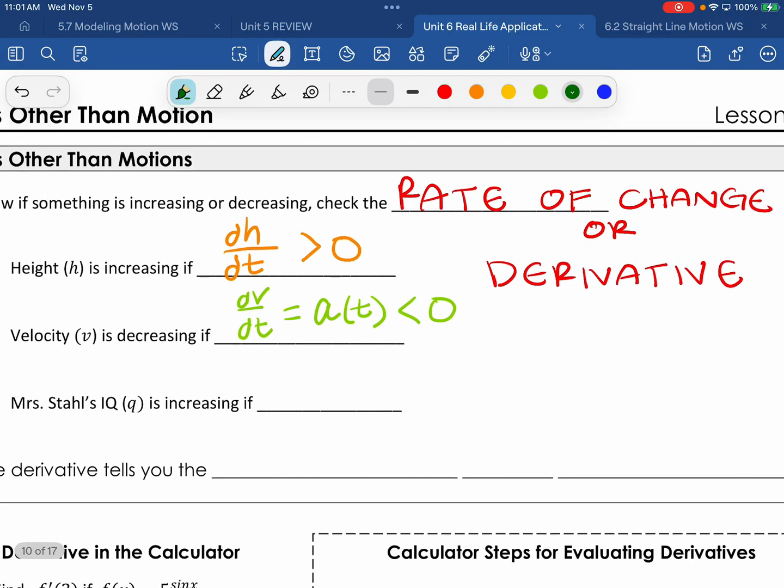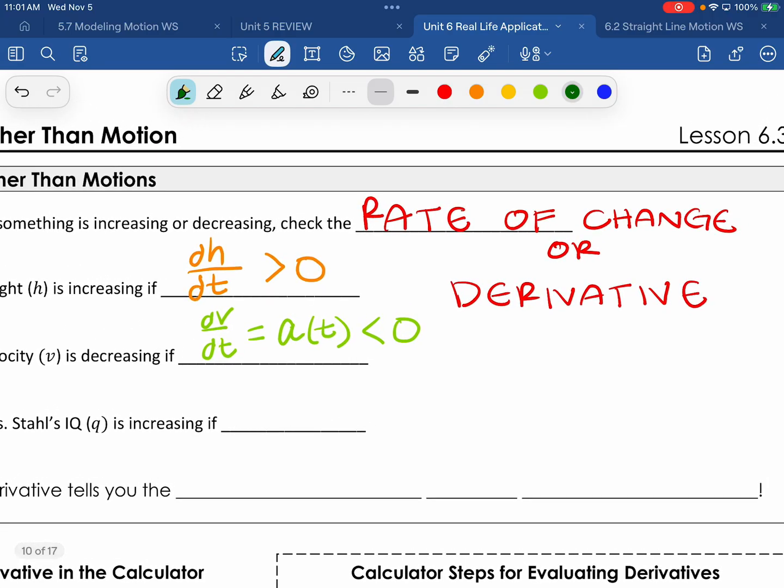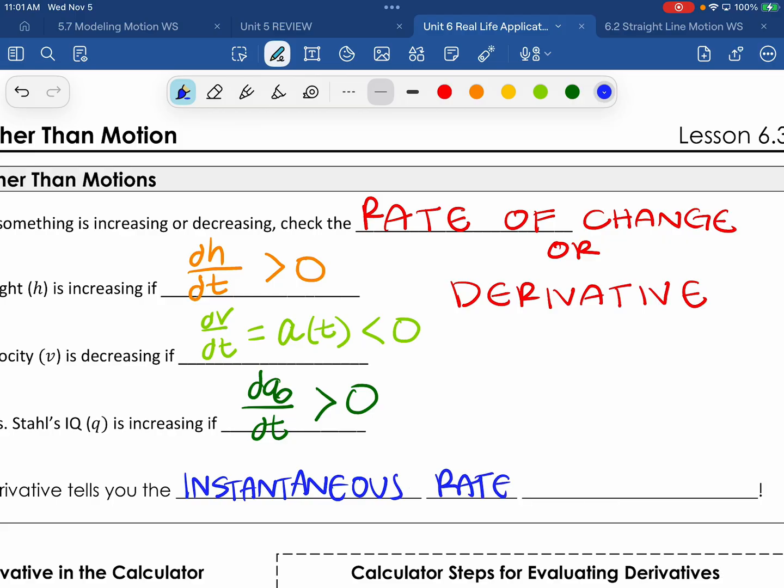All right, Miss Stahl's IQ is increasing. So dq dt is going to be greater than 0. So basically, if anything is changing, which in real life, everything changes, you can find the rate of change in terms of time. And I already talked about this, but derivative tells you the instantaneous rate of change.